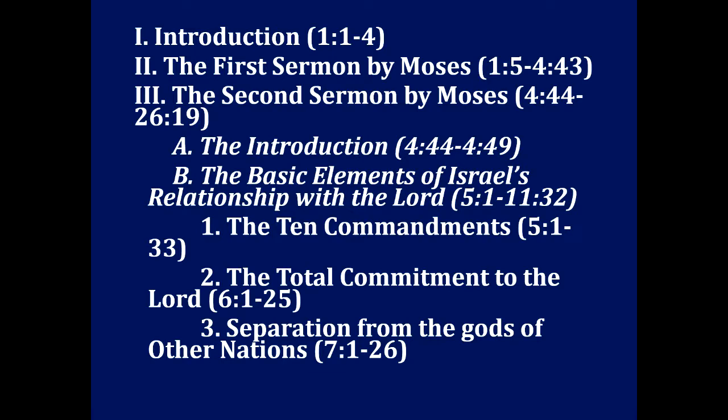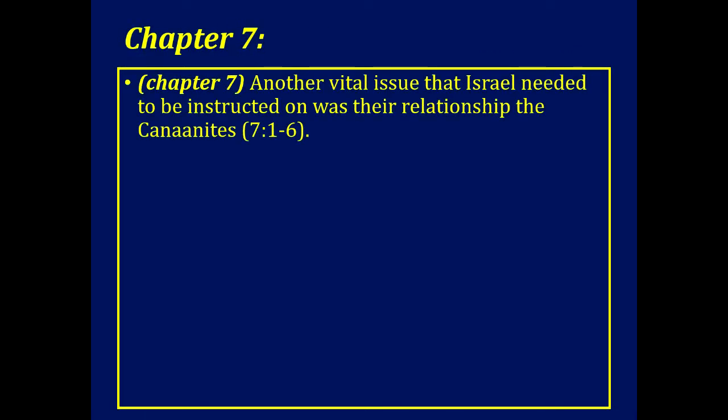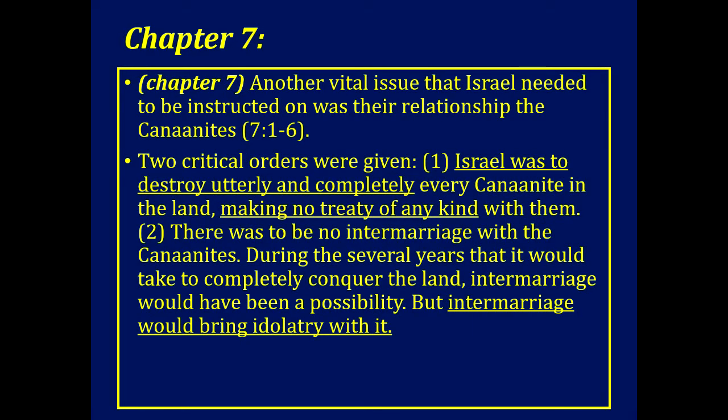Separation from the gods and other nations, chapter 7, 1 through 26. This is another key chapter. Another vital issue that Israel needed to be instructed on was their relationship to the Canaanites, chapter 7, 1 through 6. So several things that Moses is going to deal with here, and these are critical issues that were given to them. These are important for them to understand.